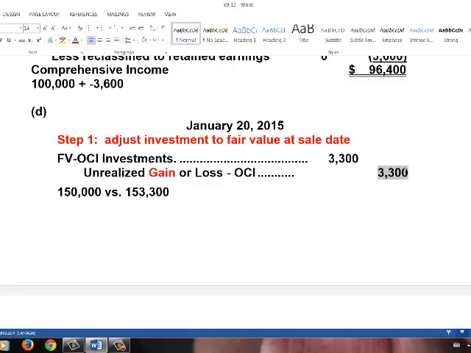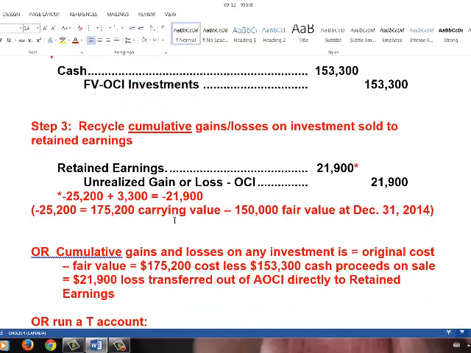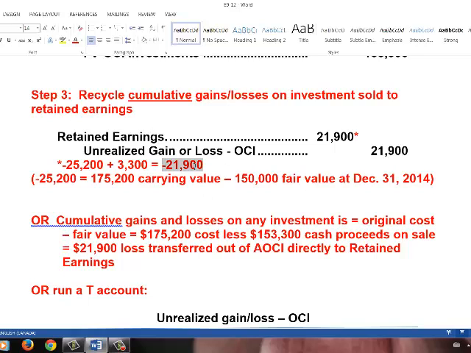And that's the 3,300. So now cumulatively, you have an unrealized holding loss of 25.2 for 2014 and a 3,300 unrealized gain for 2015 for that 20 days that you held it. So cumulatively, you've got an unrealized loss of 21,900. So that net unrealized loss, which is a debit, we have to credit the account to zero it out, and we're going to debit or reduce retained earnings. So again, that's how I figure it out. That's how I do it.